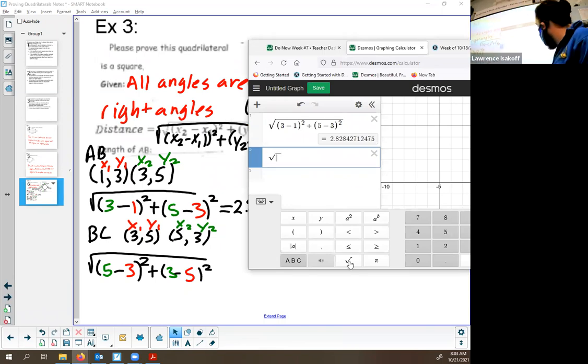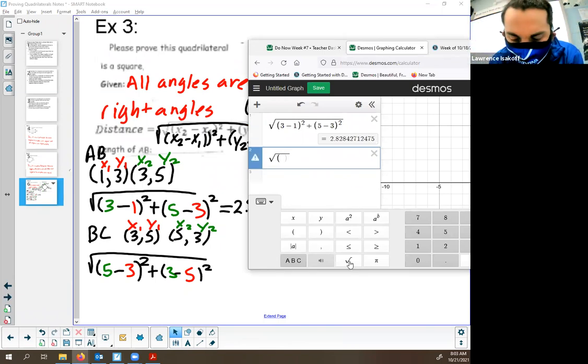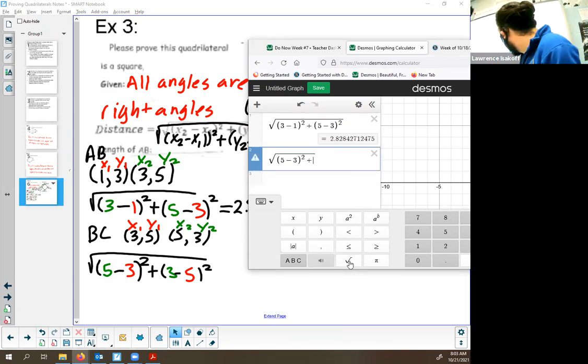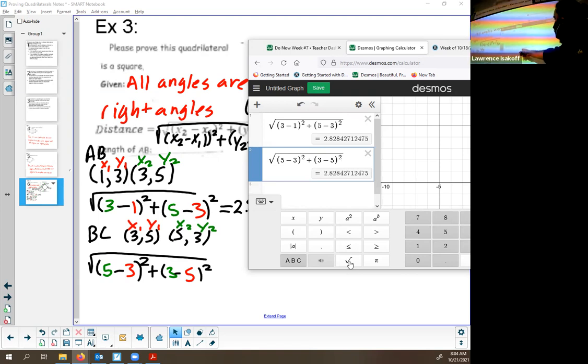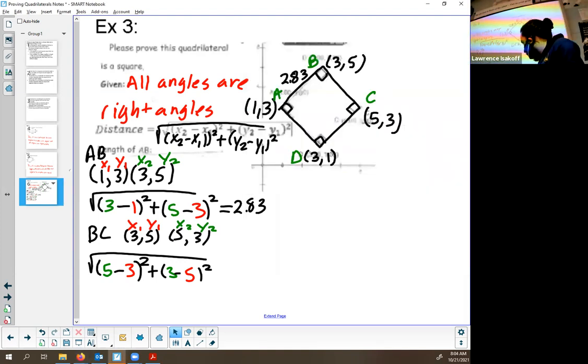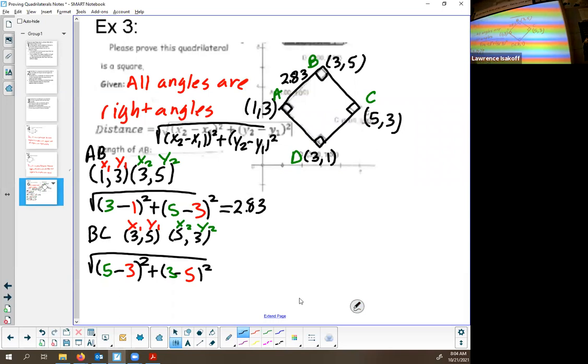So again, I'm just going to type it in how I wrote it. Parentheses 5 minus 3, close parentheses squared, plus 3 minus 5, close parentheses squared. And hey, cool. This matches up as 2.83 again. So far, 2 are matching up. That's looking good for us. Our evidence and what we see with our eyes are indeed aligning. It looks like a square, but we need that evidence. You can't just say it looks that way.